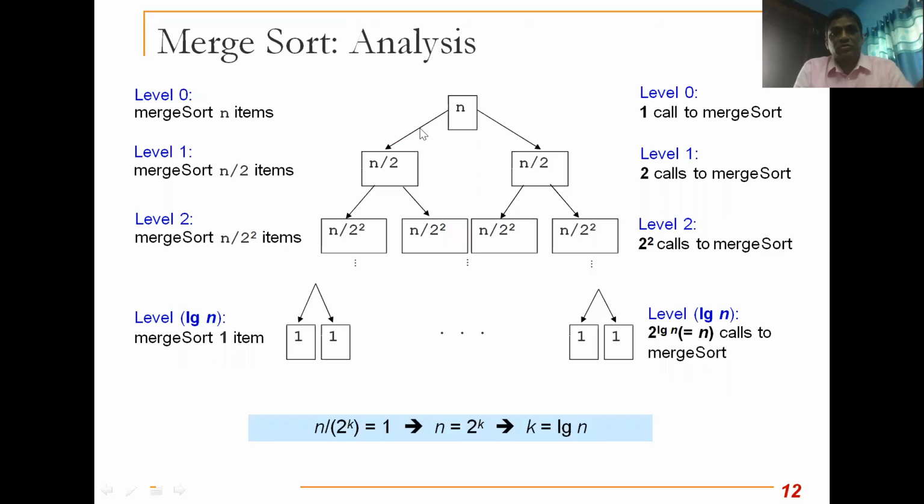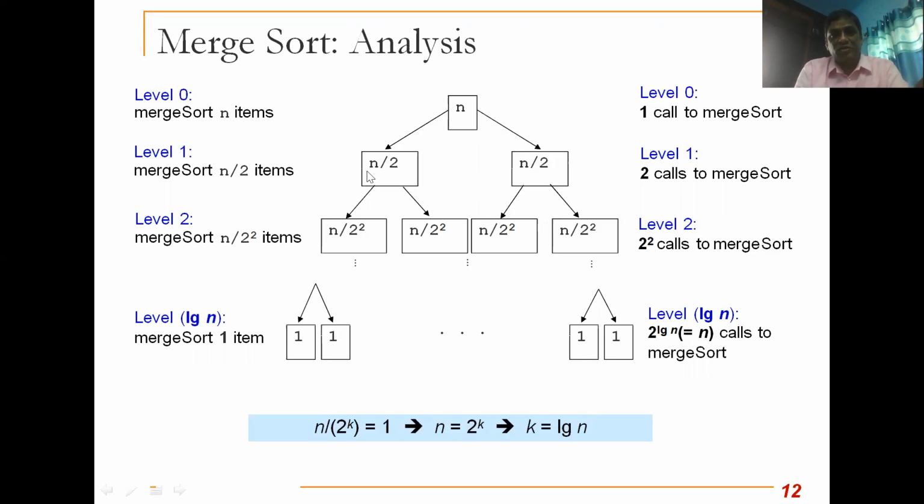So in level 0, there are n elements. How many times is merge called? Nothing. No calls are made to merge, but one call is made to merge sort. So this is showing all the merge sort calls. In level 0, one call is made to the merge sort algorithm.